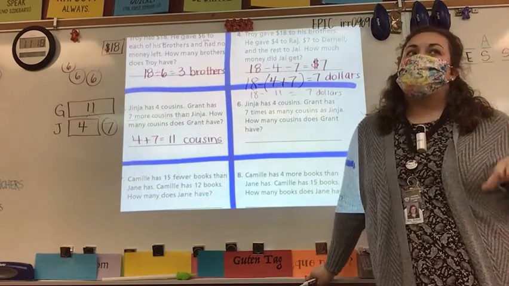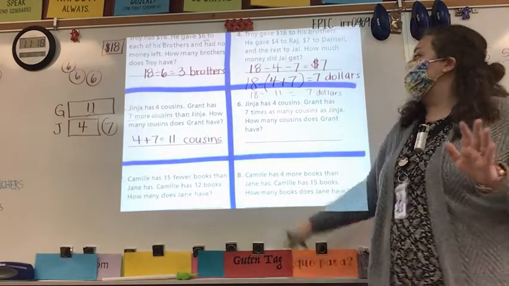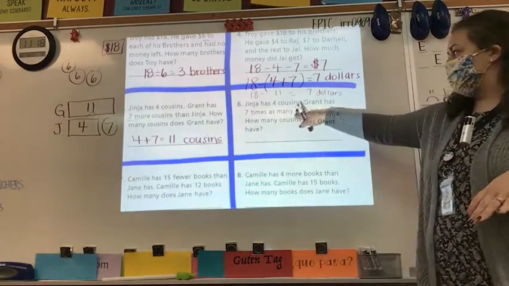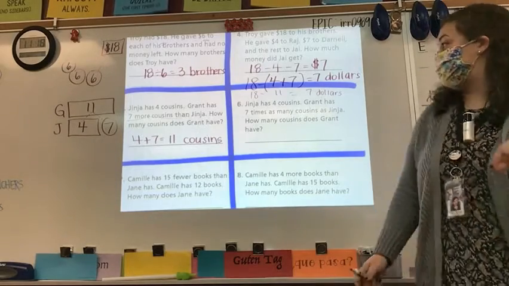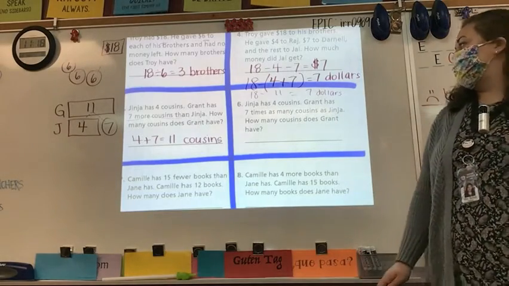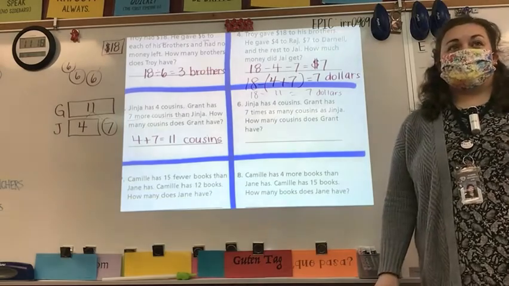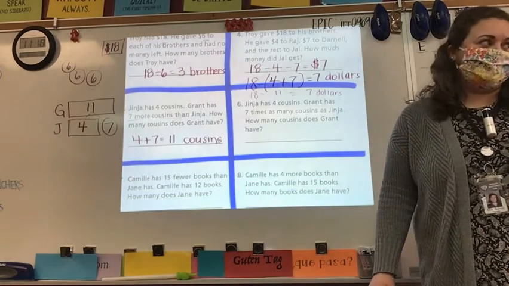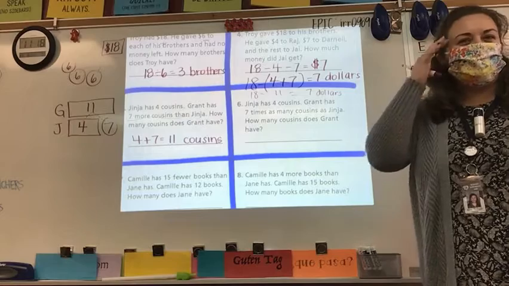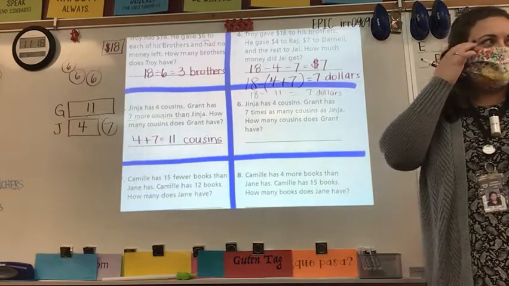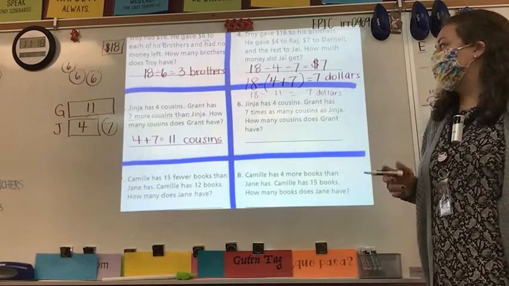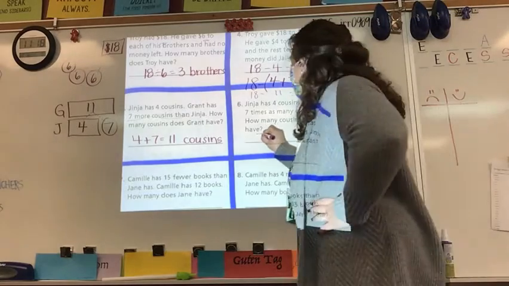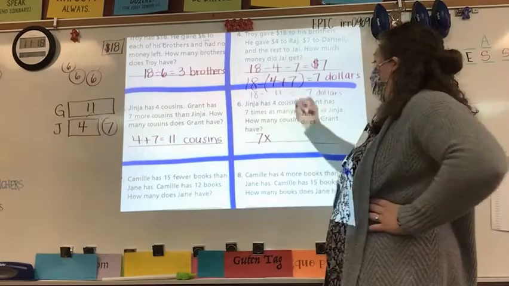Same people, different facts. So this one they're saying that Ginger has 4 cousins. Grant has 7 times as many cousins as Ginger. How many cousins does Grant have? If he's got 7 times as much as her, what operation must I be doing? 7 times 4. Yeah, because he's got 7 times Ginger's, which is 4.